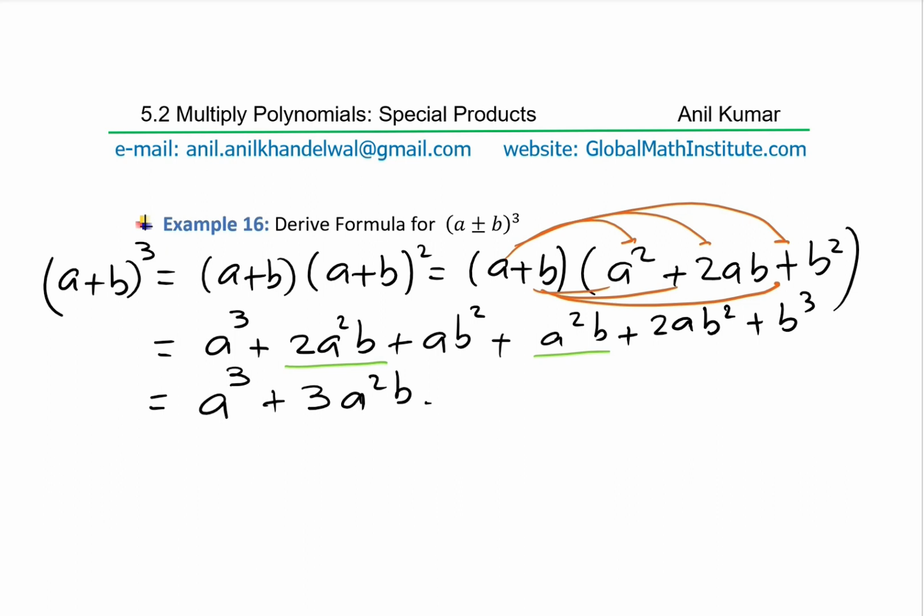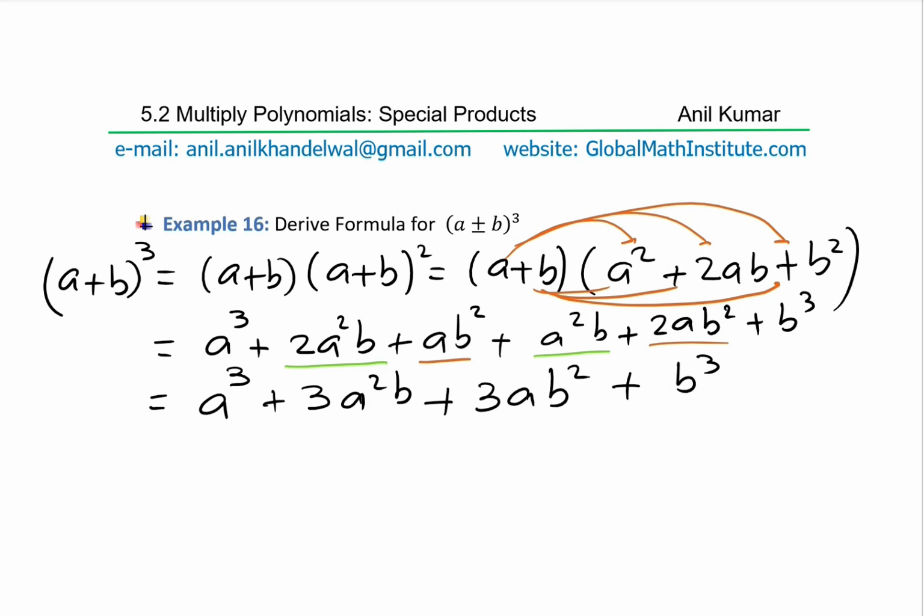square b. And now we are looking for ab terms, right? So ab square and 2ab square gives you 3ab square. And then the term left with us is b cube. So we get our formula, which is a cube plus 3a square b plus 3ab square plus b cube. Perfect. So that is how you get this formula.